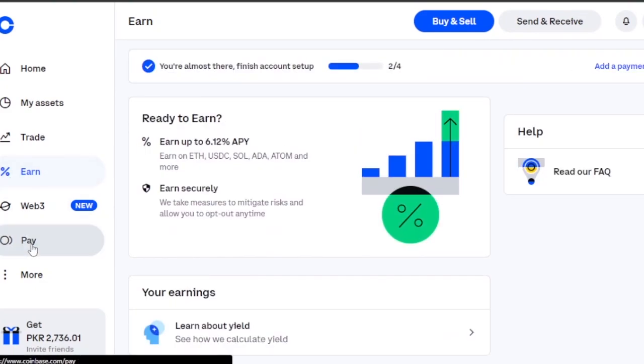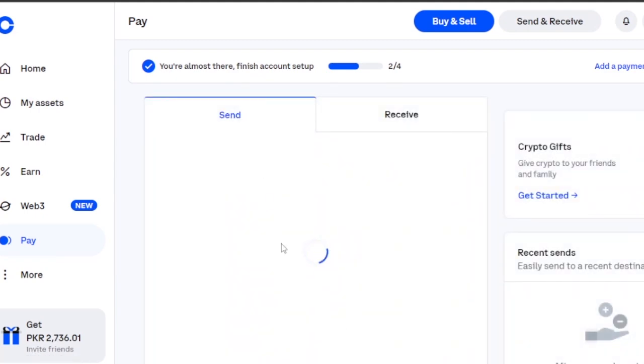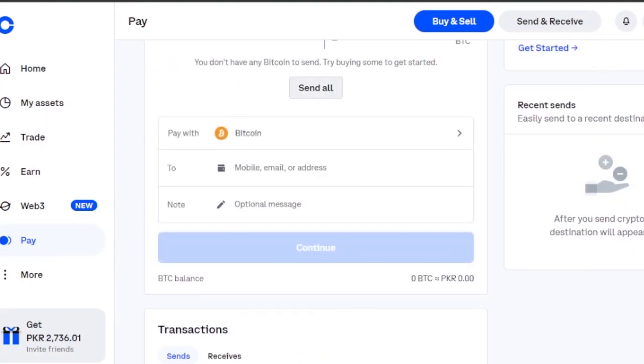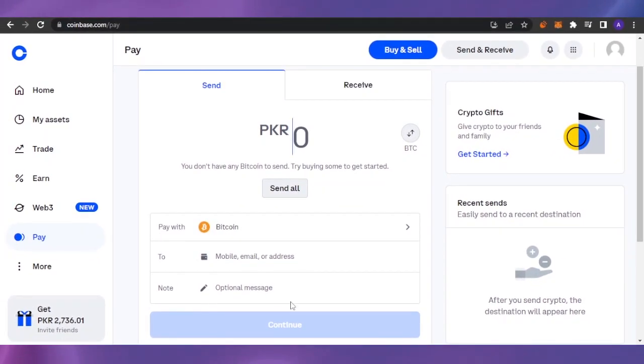And you can also pay when you click on this option. You can pay for anything online through your Coinbase wallet from the assets that you have on Coinbase. You can send, you can receive, you have your crypto gifts. You can give crypto to your friends and family as a gift. You can make transactions, sending crypto to email addresses in 100 plus countries. So here you can see pay with Bitcoin to a mobile or email address, and you can also add a note to that. There are a lot of options that you can use on Coinbase.